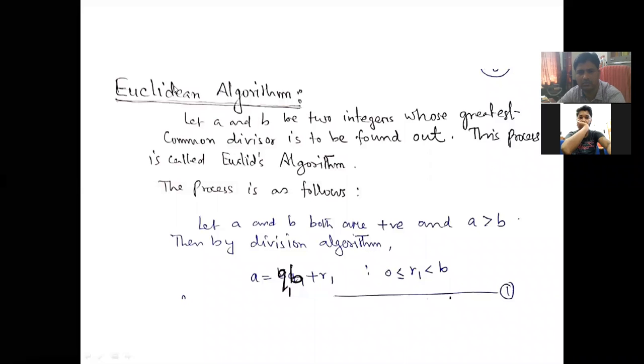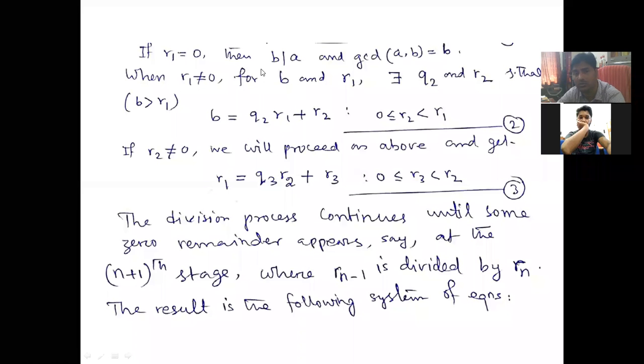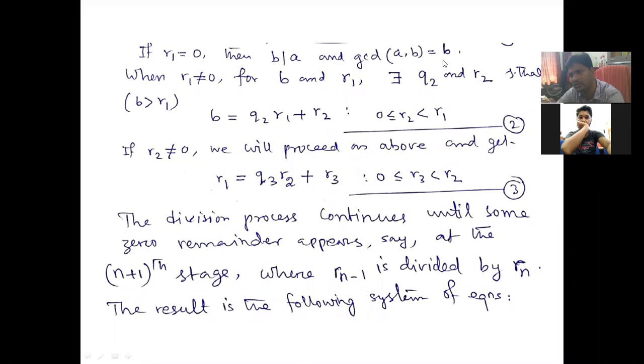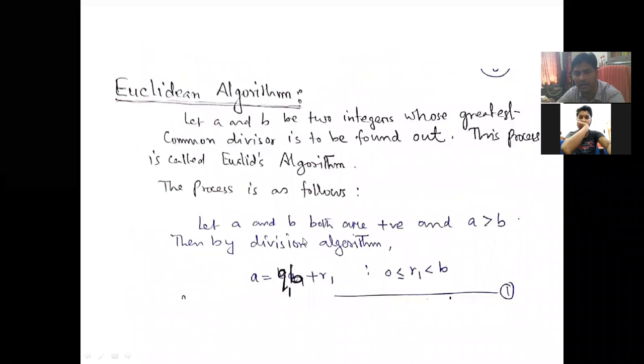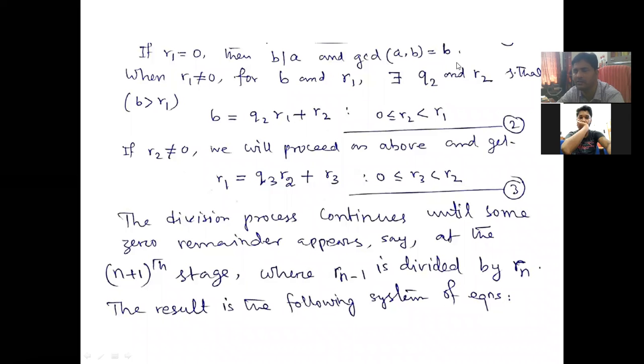Now, next, if R1 equal to 0, then B divides A and GCD of A, B equal to B. We are done. B is our GCD of A, B. If R1 equal to 0, then A equal to Q1 B. So by the definition of divisor of a number, B divides A, because B is a factor of A. That means B divides A and GCD of A, B equal to B.